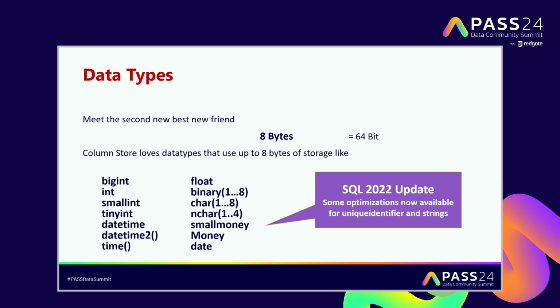With one exception, you can't have long strings and you can't have unique identifiers. In 2022, they made strings and unique identifiers a little bit faster. They're not as fast as the rest. They optimized a little bit, but just beware. Still the rule, if you can put it in 8 bytes or less. Try to put it in a reference table and just store the ID. Even joining to that reference table might be faster than putting a more than 8-byte value in the column store. Not all the time, but most of the time.